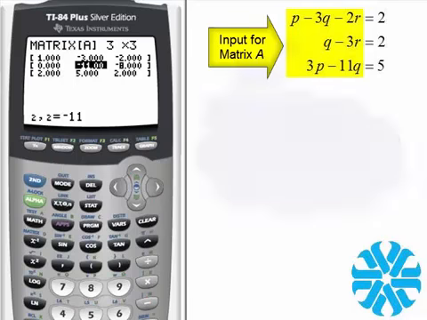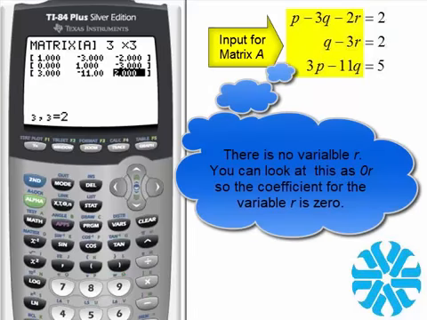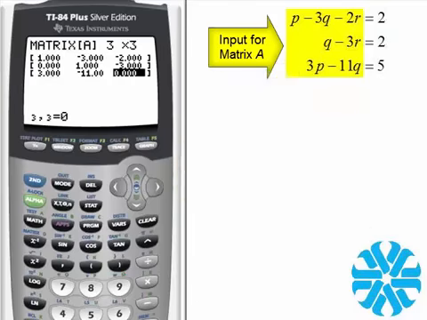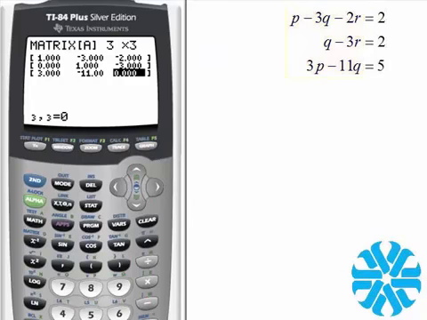and we have 1q, then -3r, and we have 3, and then -11, and we don't have any r value, so 0. Okay, so here's our 3 by 3 matrix. Now let's put in our matrix B, which is the right-hand side of these equations.